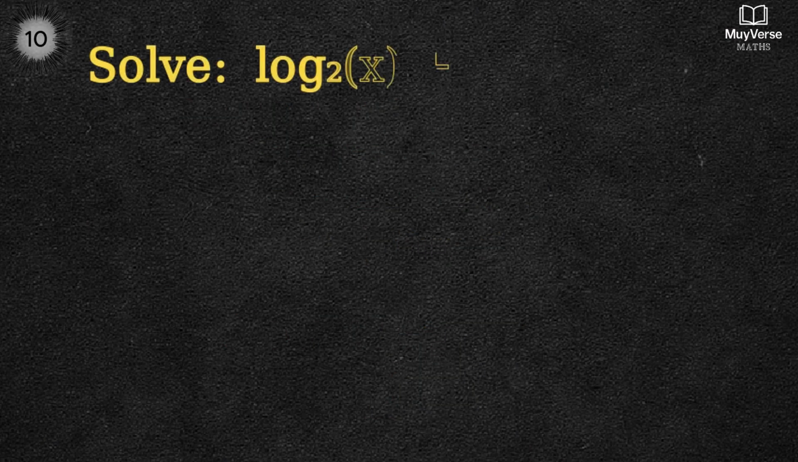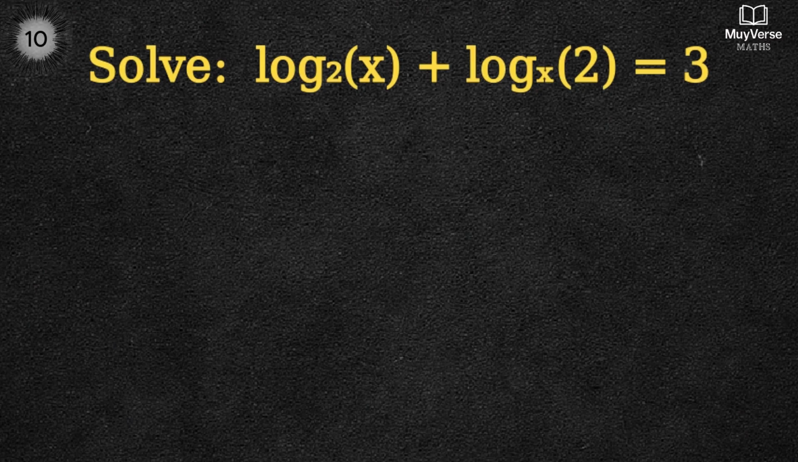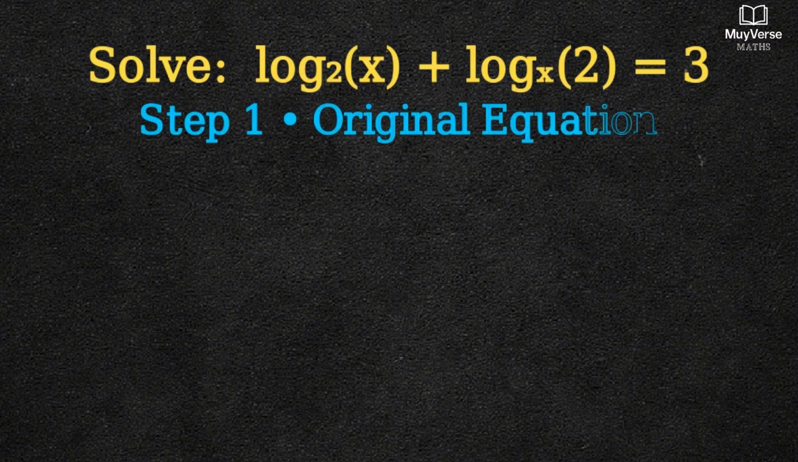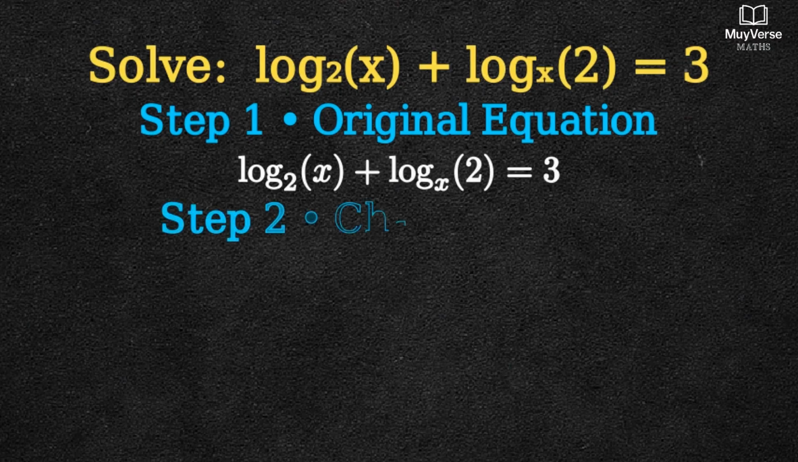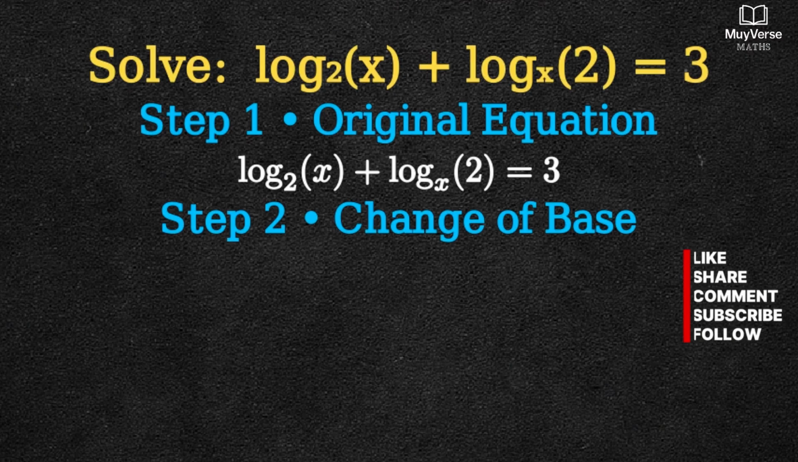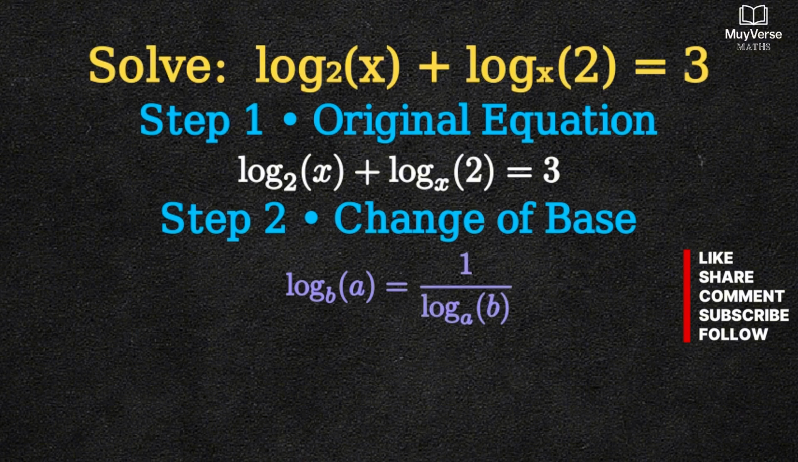In this quick lesson, we will solve the equation log base 2 of x plus log base x of 2 equals 3. Then we will present the answers clearly step by step. Step 1. State the original equation. Step 2. Use the change of base idea. The key identity is log base b of a equals 1 over log base a of b. Apply it to the second term, log base x of 2.